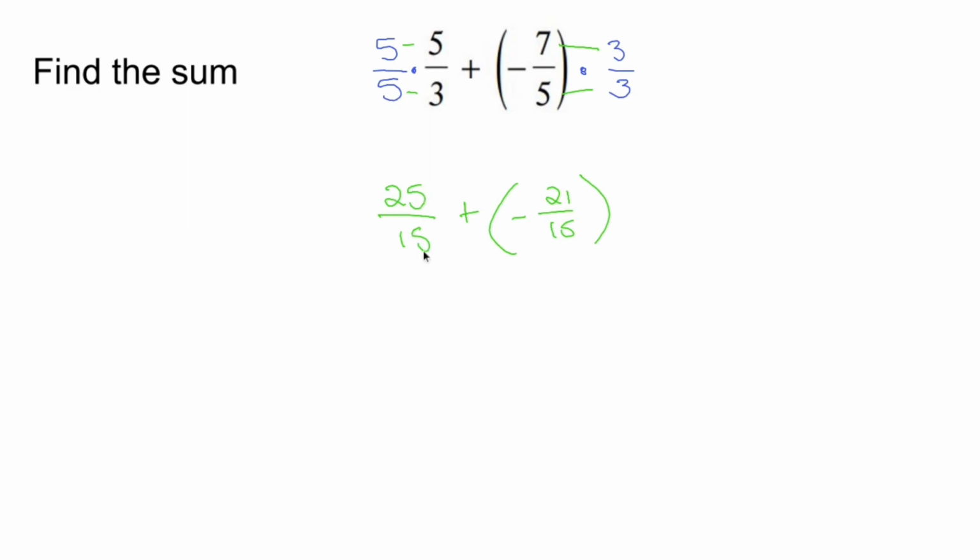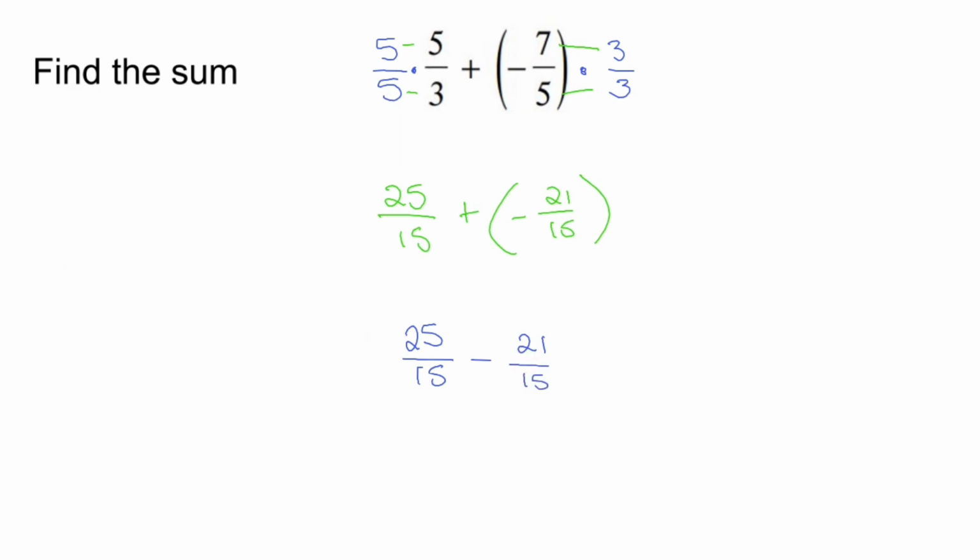Now, 25 over 15 is more than 21 over 15. So when I add a negative, I'm actually subtracting, and this type of problem looks pretty good to me. Okay, so I'm turning plus a negative into a minus sign.